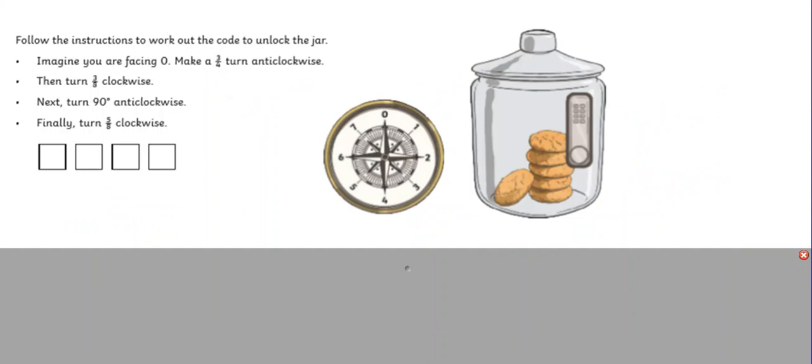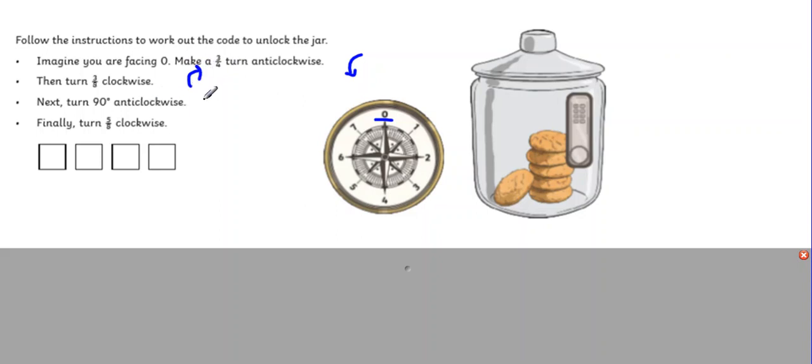So follow the instructions to work out the code to unlock the jar. So imagine you are facing 0. So 0 is here, look. Make a 3/4 turn anti-clockwise. So remember, anti-clockwise is going this way. Then turn 3/8 clockwise. So that's going backwards the other way.